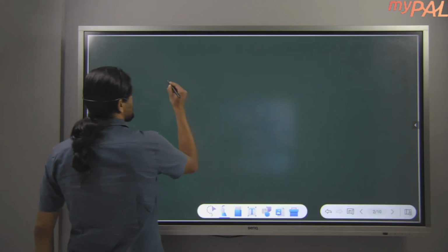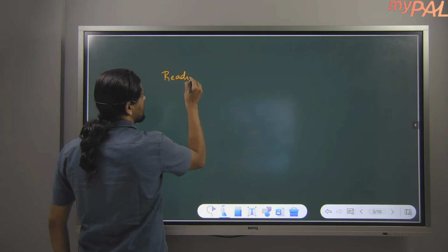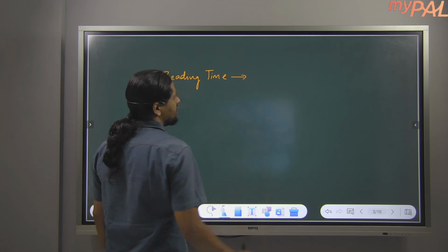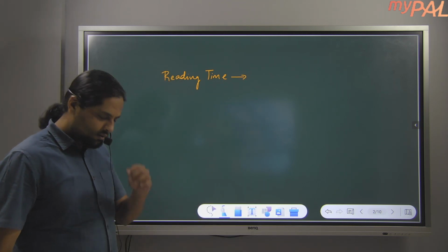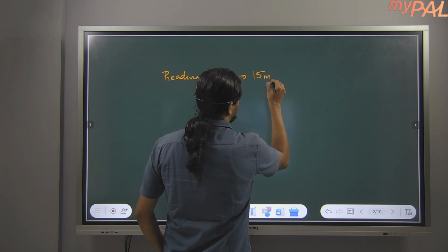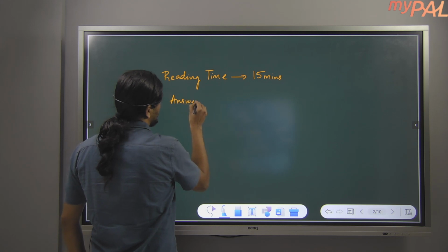Okay, so once you receive the question paper, you have something called reading time, if I'm not wrong, for your question paper? Yes, sir. Any idea how much reading time you have? 15 minutes. Good, very good. 15 minutes is the reading time. And how much time do you have to write the answer script? 3 hours.